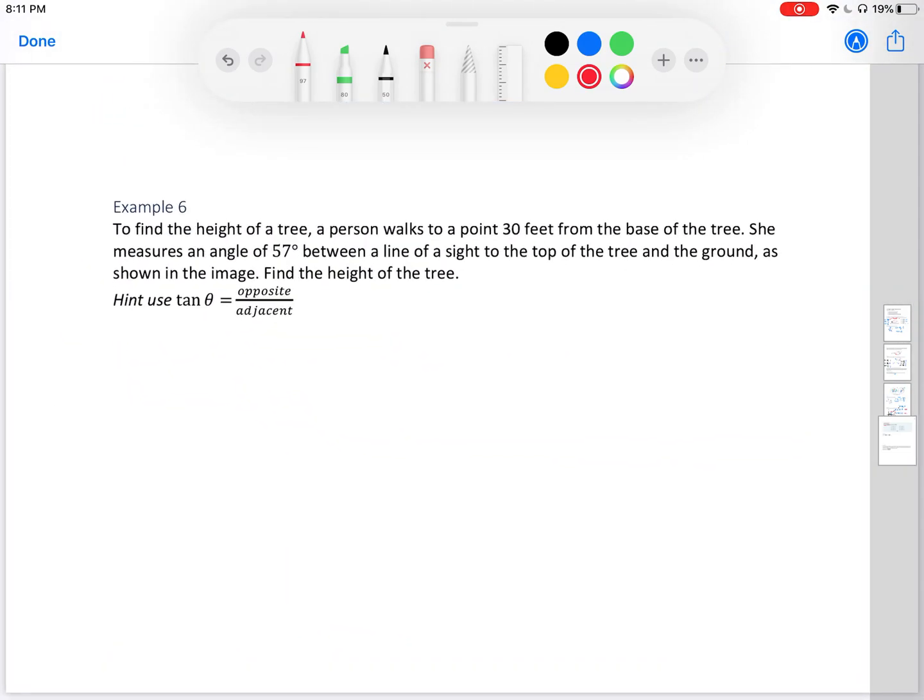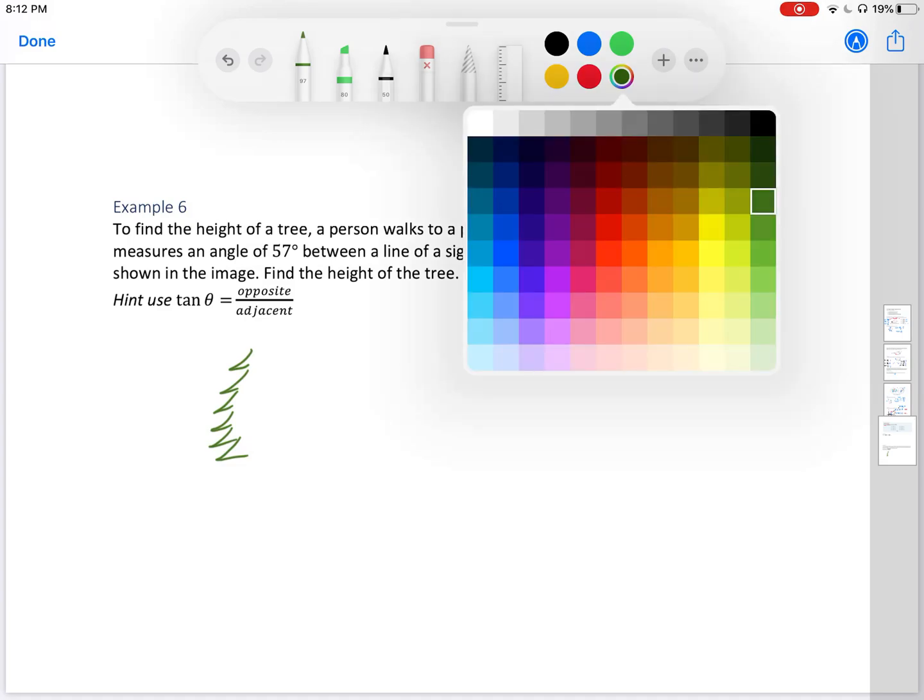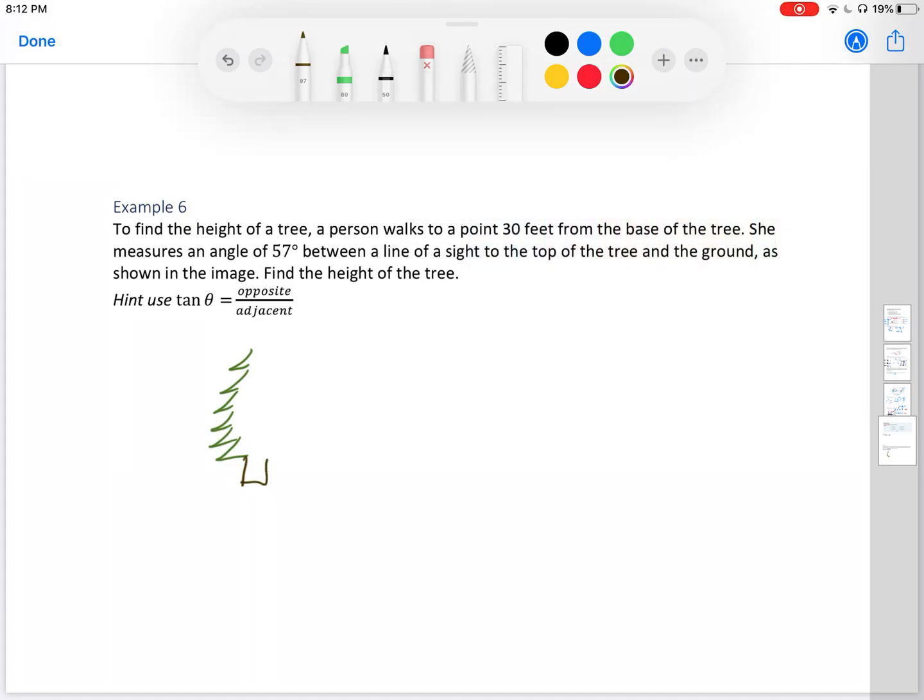Example 6. To find the height of a tree, a person walks to a point 30 feet from the base of the tree. She measures the angle of 57 degrees between the line of sight to the top of the tree and the ground. And I didn't include the image, so let's be creative and actually draw it. So we have some tree and the ground, and we're looking at the sight from the tree to the ground, and it measures 57 degrees.